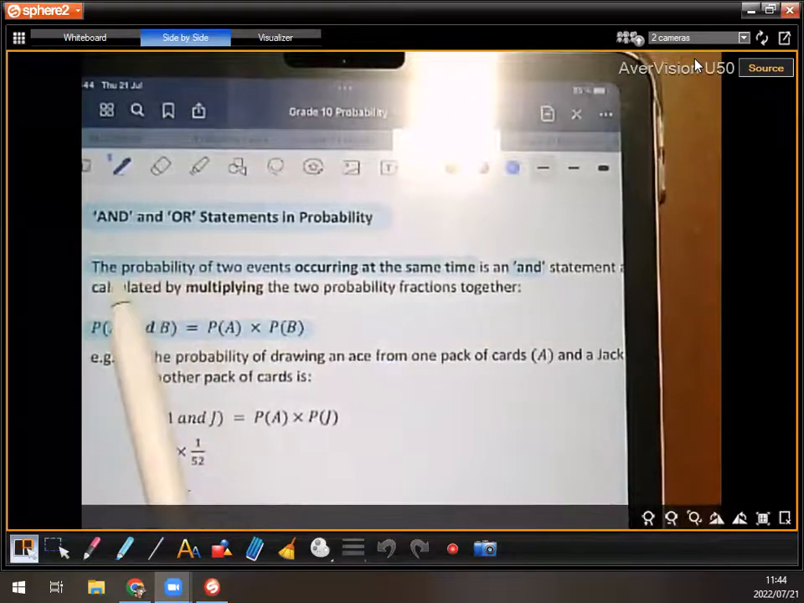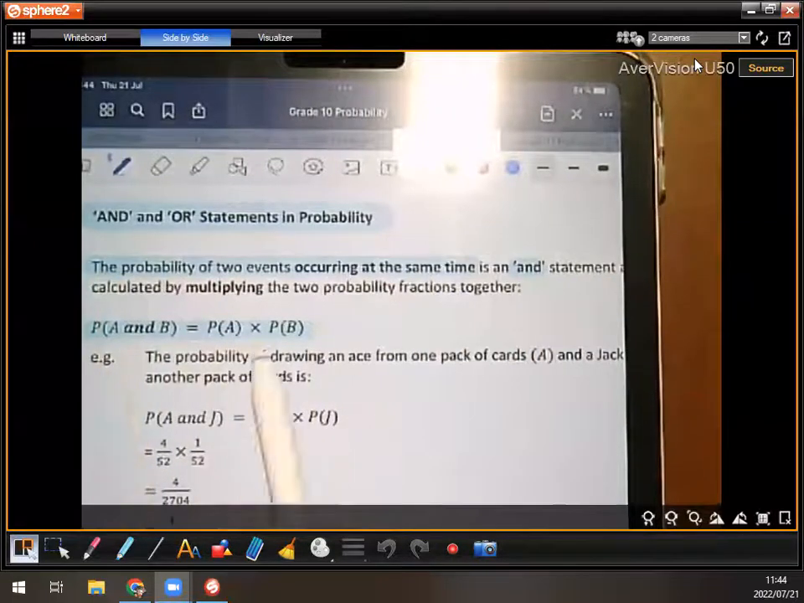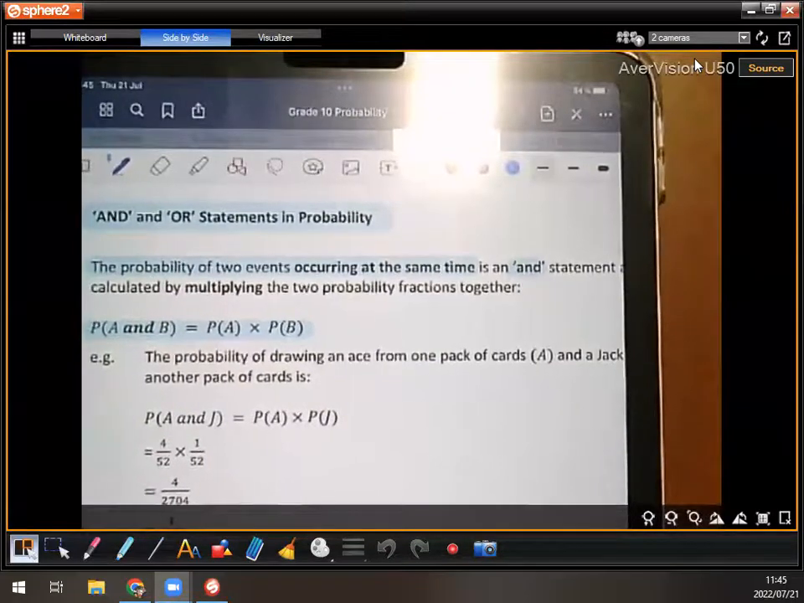So guys, you just need to write down that first line of that sentence, and then you're going to write down the actual rule. That's the actual calculation that we do. And we're just going to look at some examples.